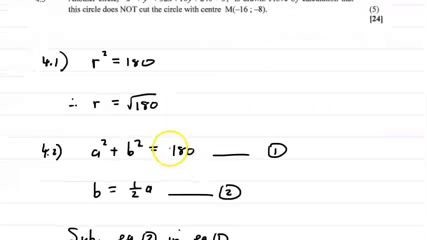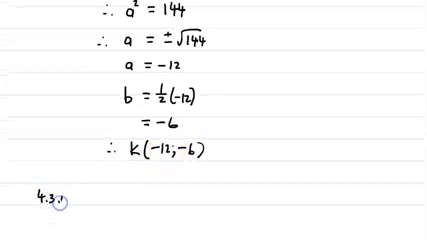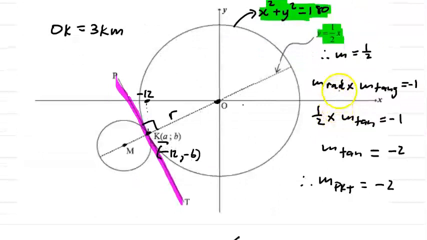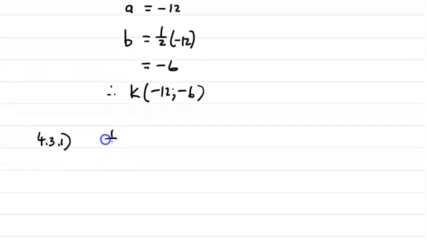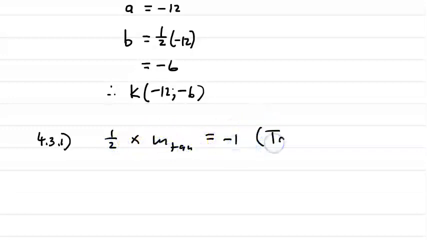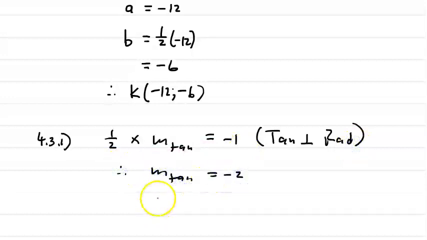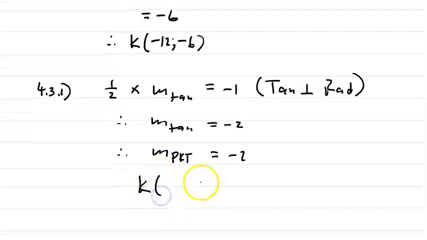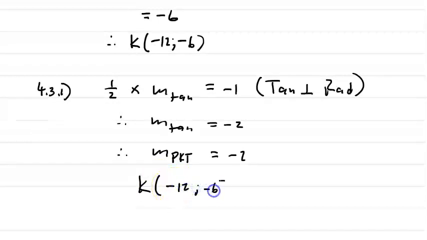So 4.3.1. I'm just going to rewrite what we wrote here. The gradient of the radius, which is half, times the gradient of the tangent equals minus 1, because the tangent is perpendicular to the radius. Therefore, the gradient of the tangent is minus 2. So we now know that the gradient of PKT is equal to minus 2. The point K lies on the tangent, which is minus 12 and minus 6.